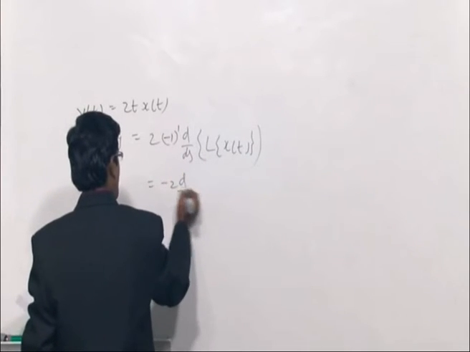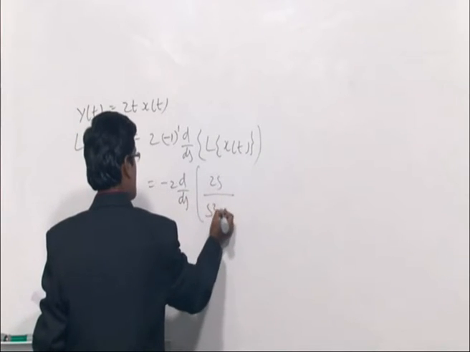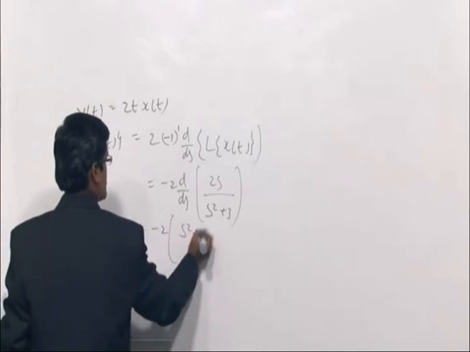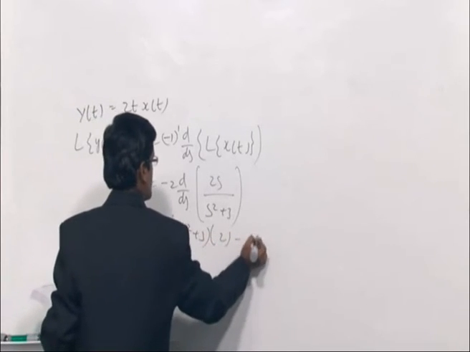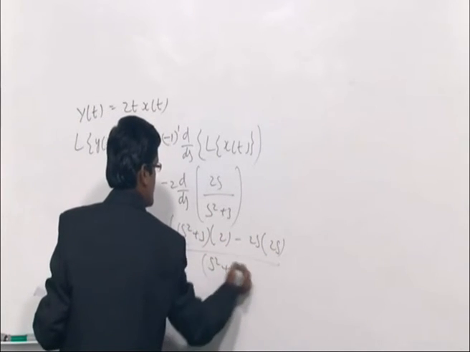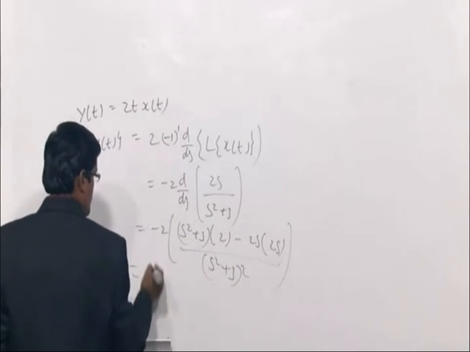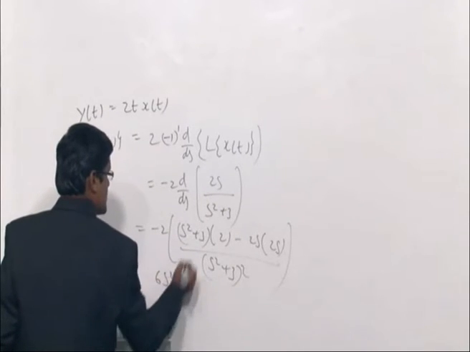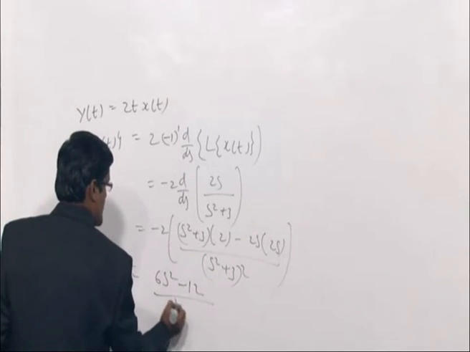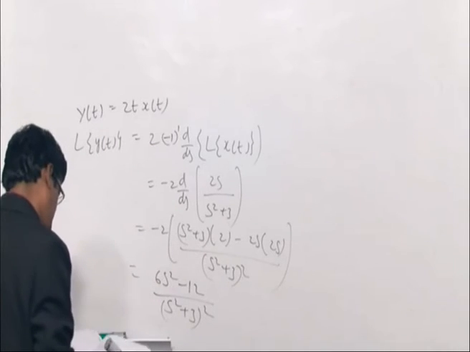Now what is L of x of t from question number 11? This is minus 2 d by ds of 2s by s square plus 3. This is given in question number 11. Using u by v rule, this is s square plus 3 into 2 minus 2s into s square plus 3 divided by 2s divided by s square plus 3 whole square. So this simplifies to minus 4s square plus minus 3s square into minus 2, 6s square, 2 into 3, 6, minus 2, 12 divided by s square plus 3 whole square. So this is the answer.